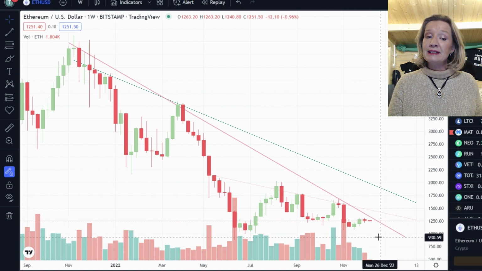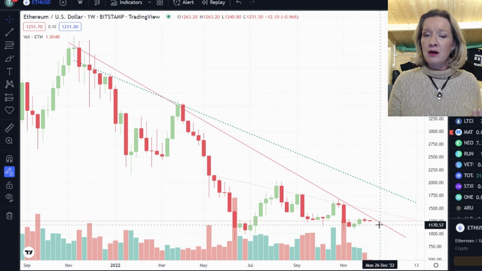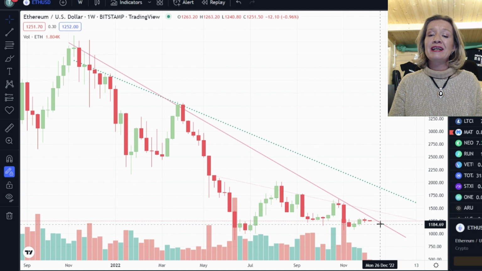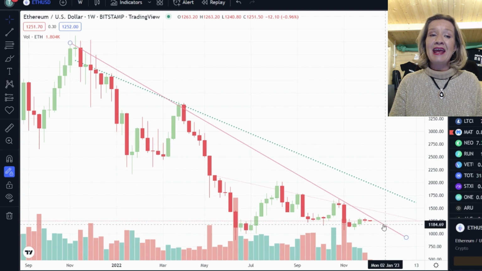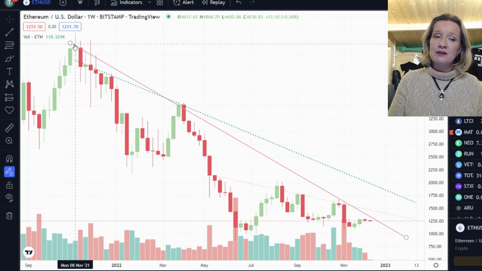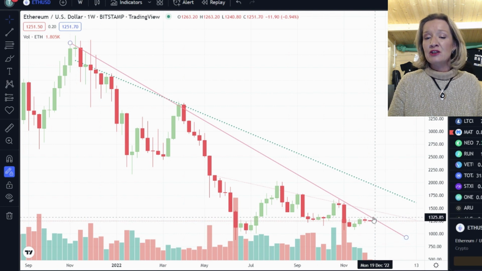What will be interesting to see is, are we going to make lower lows, or are we actually going to make higher lows? Now, if we make higher lows, what's going to happen? Well, first of all, we need to break through this trend line. And this is a long-term trend line, as I said, reaching all the way back to the peak, the all-time high. So if we can break through this, that would be a great signal.